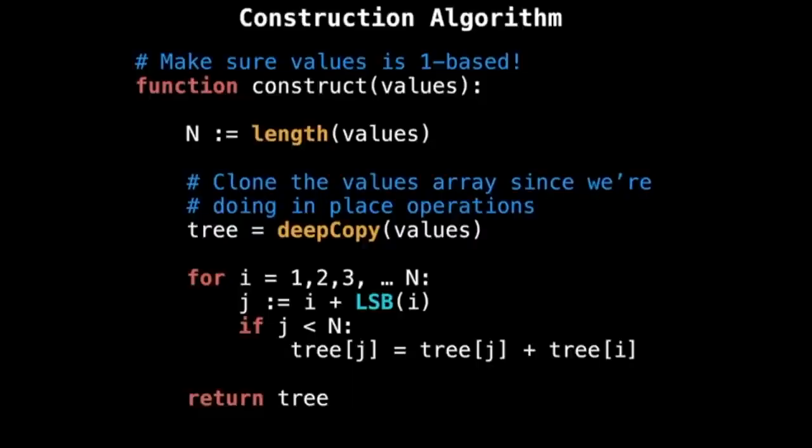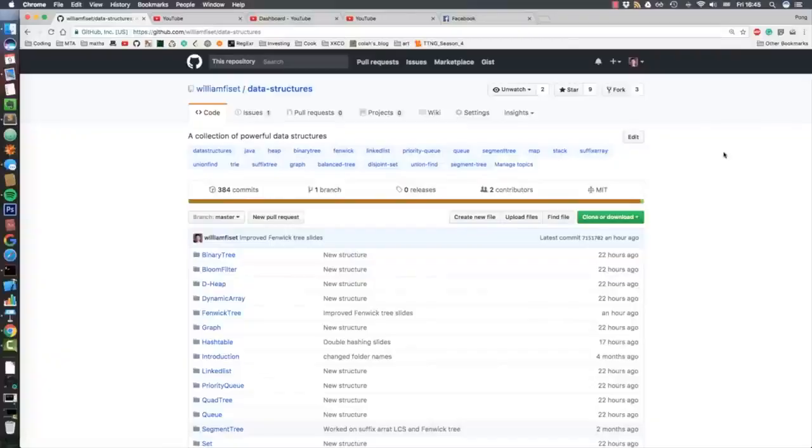So clone the values array and then start I at 1 and go up to n, and then compute j, the parent, which is I plus the least significant bit of I. Do an if statement to check if j is less than n. That might actually be less than or equal to n, now that I'm thinking about it, because everything is 1 based in a Fenwick tree. Yeah, I'm pretty sure that should be less than or equal to.